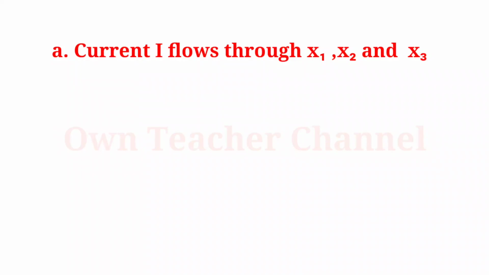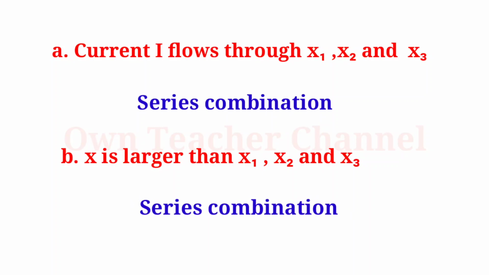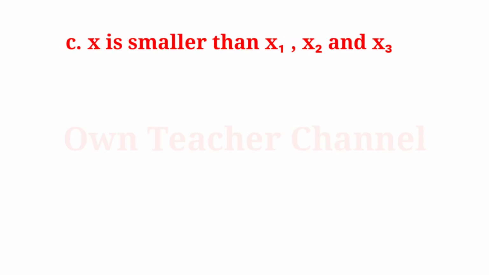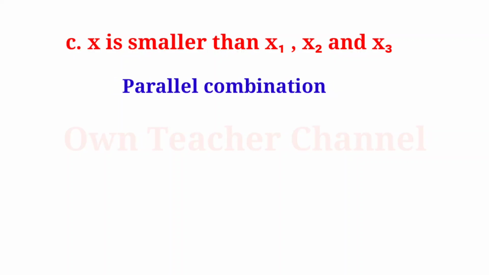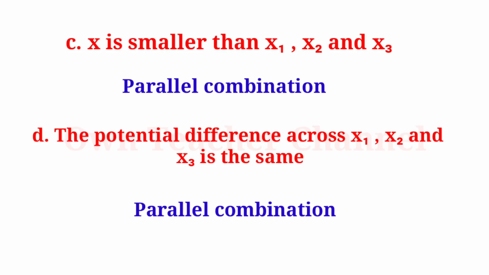A. Current I flows through X1, X2 and X3. Series combination. B. X is larger than X1, X2 and X3. Series combination. C. X is smaller than X1, X2 and X3. Parallel combination. D. The potential difference across X1, X2 and X3 is the same. Parallel combination.